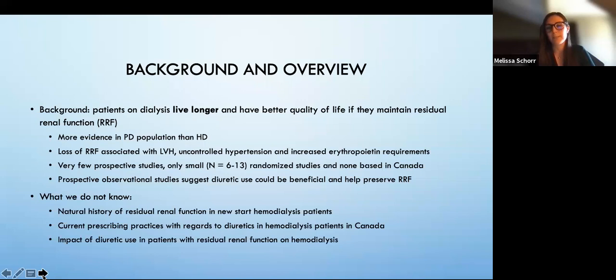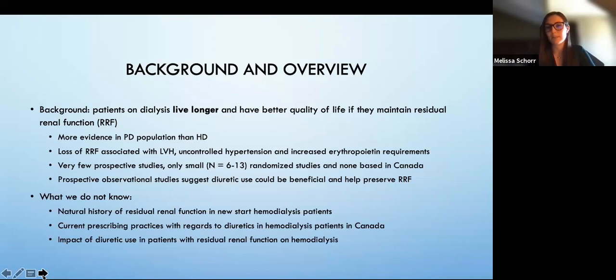In the hemodialysis population, there are very few prospective studies and only a few randomized studies, none of which are based in Canada. From observational study, there is a suggestion that there's a mortality benefit in maintaining residual renal function in these patients as well. In a study of 114 prevalent hemodialysis patients in the United States, a urine output of anything greater than 100 cc's a day was associated with 65% less chance of dying in the subsequent 2 years of follow-up.